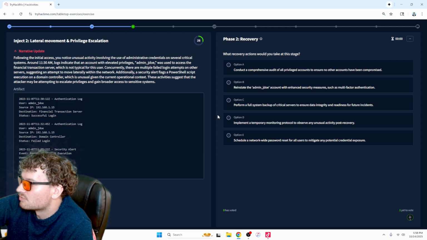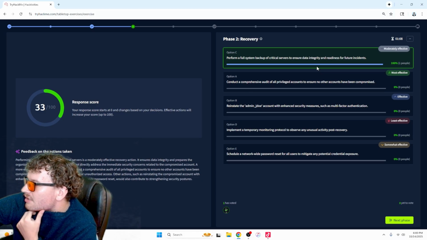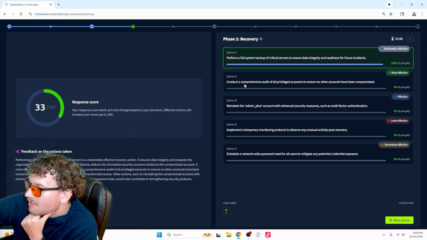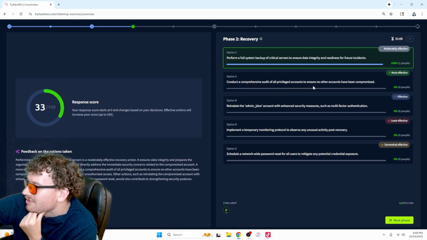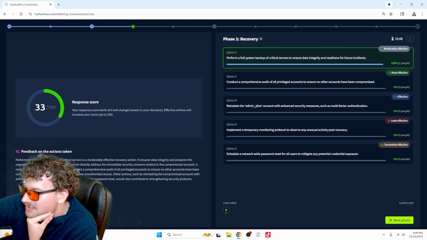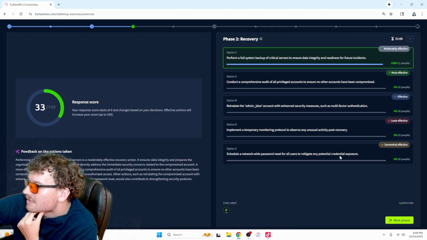What recovery actions would I take at this stage? So I clicked perform a full system backup of critical servers to ensure data integrity and readiness for future incidents. It seems like TryHackMe marked that as the wrong choice, so I didn't gain or lose any points. The most effective option was to conduct an audit of all privileged accounts to ensure no accounts have been compromised. Yeah, that makes sense, since it says here that what I clicked didn't directly address the immediate security concerns related to the compromised account.